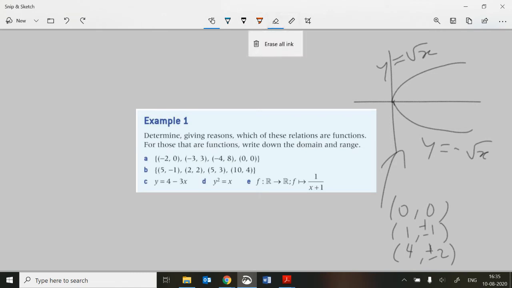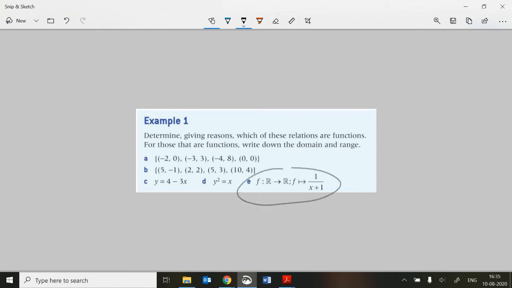Okay, and the last one, I had to read this twice actually, because I did think there was a mistake here. I thought that F was a separate question. In fact, it's a single question. It's saying F is mapping real numbers to real numbers. So our domain is filled with the real numbers, and the outputs are real numbers as well. And it's giving us this function here.